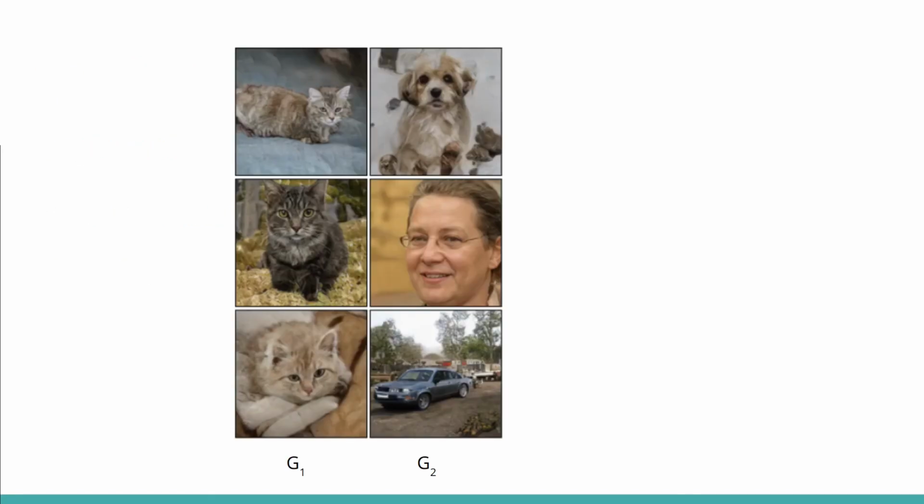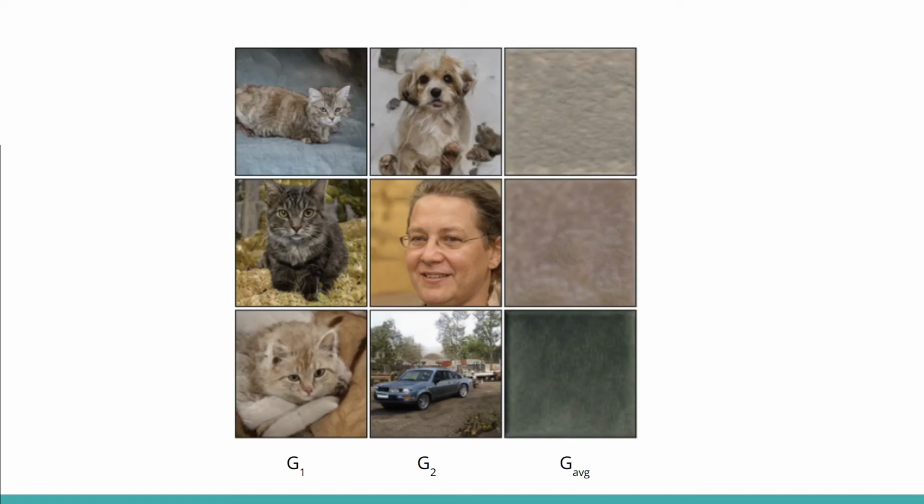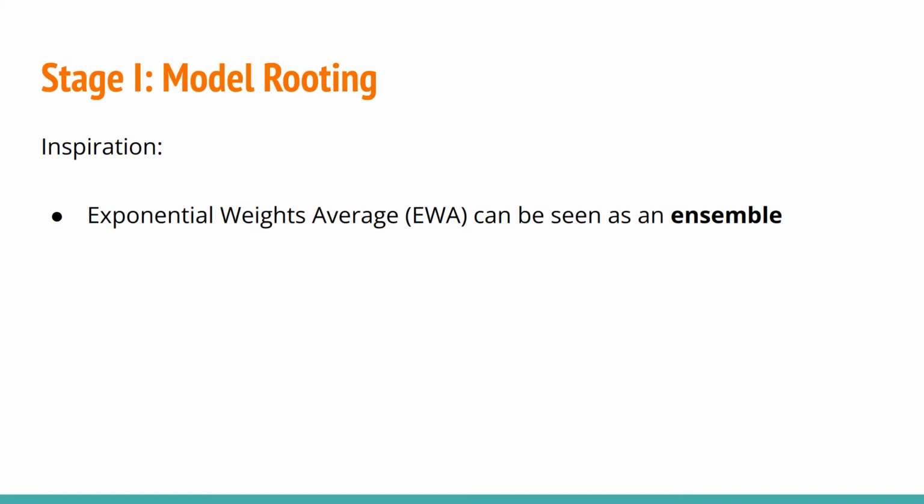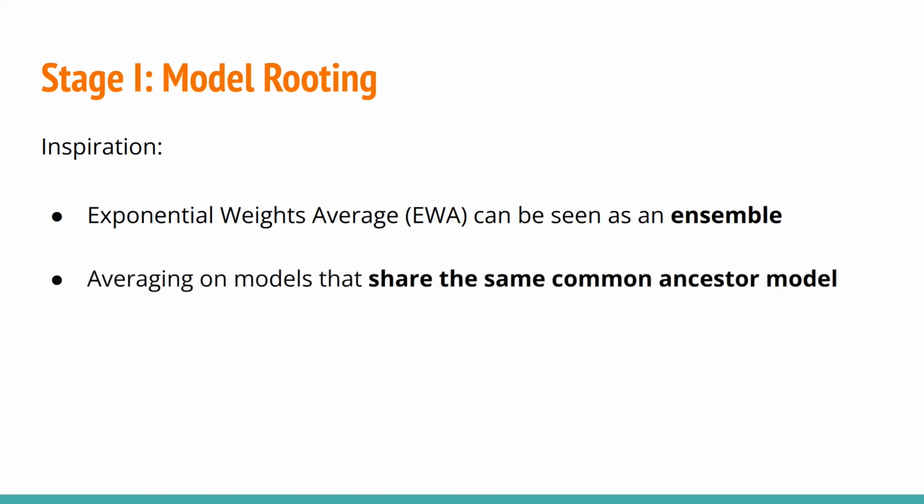Assuming we have two pre-trained GAN models with the same architecture that were trained on different datasets, if we simply average the weights of the models, the output results are meaningless. Exponential weights average is a technique for averaging the model weights during the training process in order to merge several versions of the same model from different checkpoints, which can be seen as an ensemble. A key feature in exponential weights average is that averaging is performed on the same model from different training stages. Thus, we can say that averaging is done on models that share the same common ancestor model.